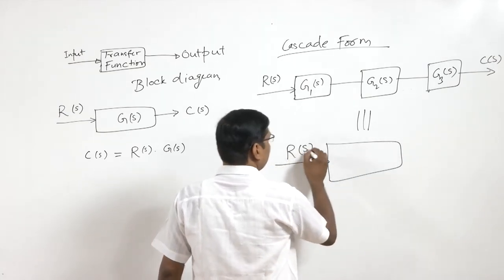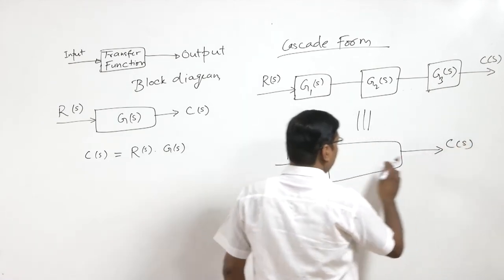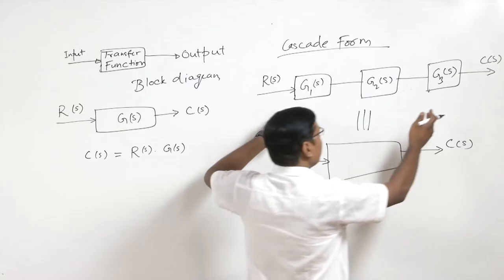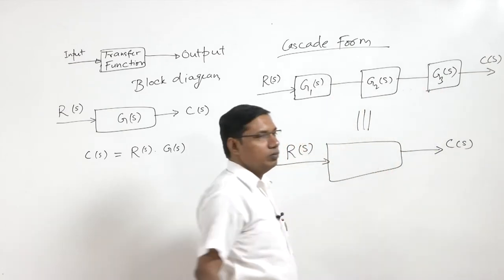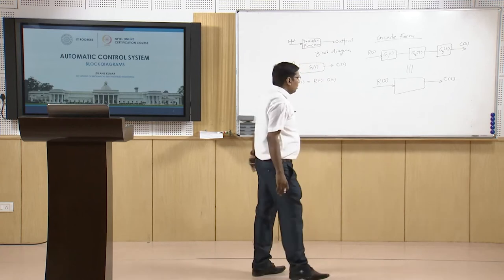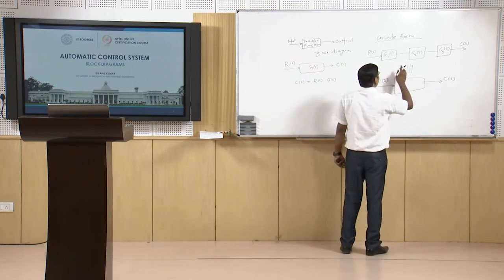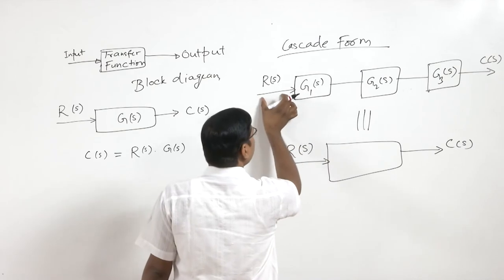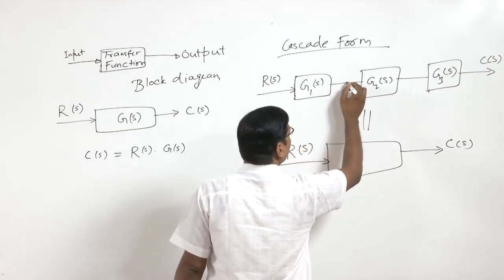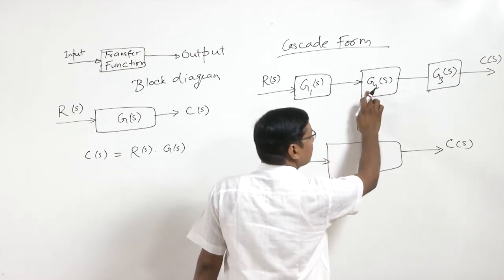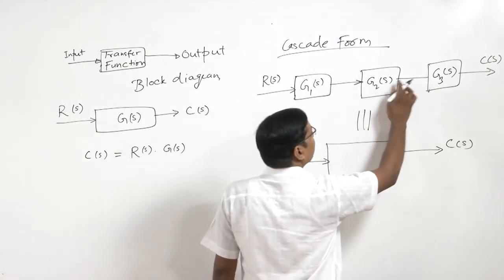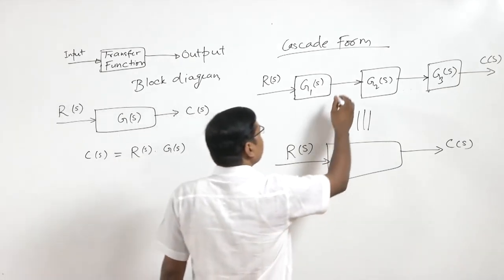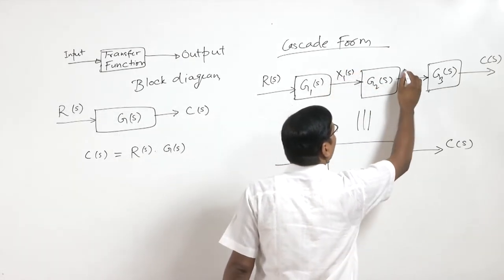Because we want to represent this system as one block, that is RS and CS. So what will be the equivalent transfer function so that we can replace these three blocks by one block? We can reduce these blocks to a single block. Now, how will we know? Let's assume there is an input, there is a system transfer function, and there will be some output, and that output will be the input to the next system, and the output from that system will be the input to the third system. Let's say this output is X1S and this output is X2S.